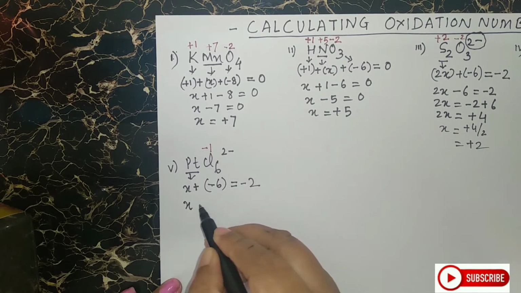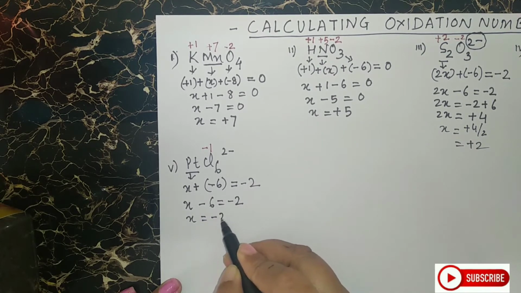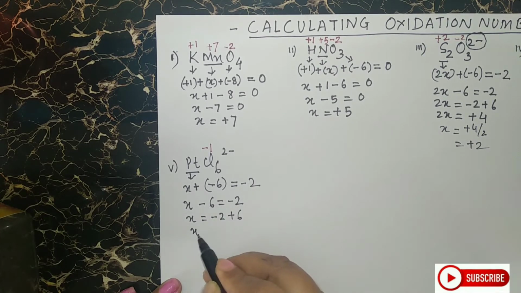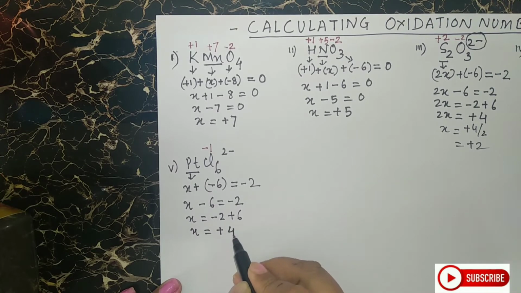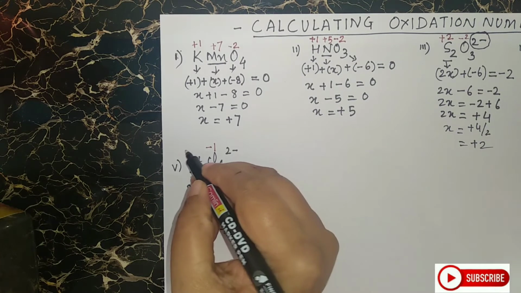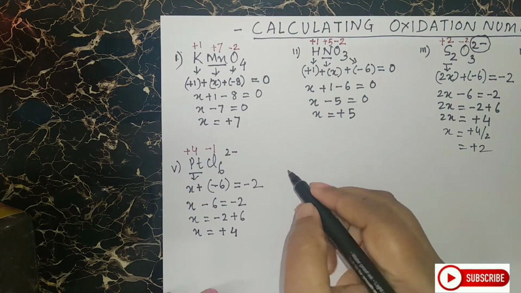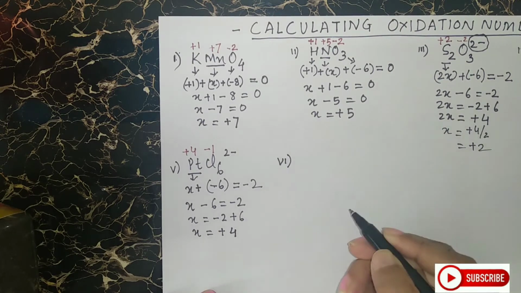Let us solve this. X minus 6 is equal to minus 2. So X is equal to minus 2 plus 6. So X is equal to plus 4. So here platinum is exhibiting positive 4 oxidation state. Let us move on to the next example. You can solve the rest of the examples with me simultaneously.